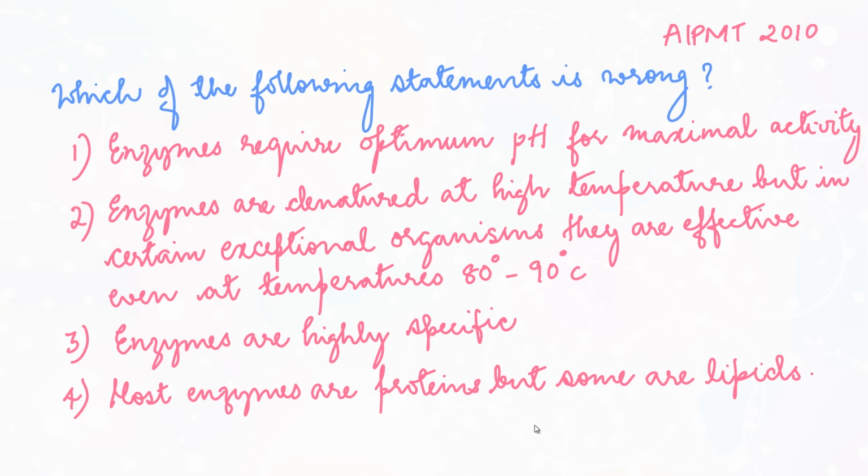Most enzymes are proteins. This is true. But some are lipids. Now this part of the statement is wrong. An enzyme is not a lipid. The only other thing it can be is an RNA enzyme. There are no lipid enzymes. So your answer is option 4. Moving on.